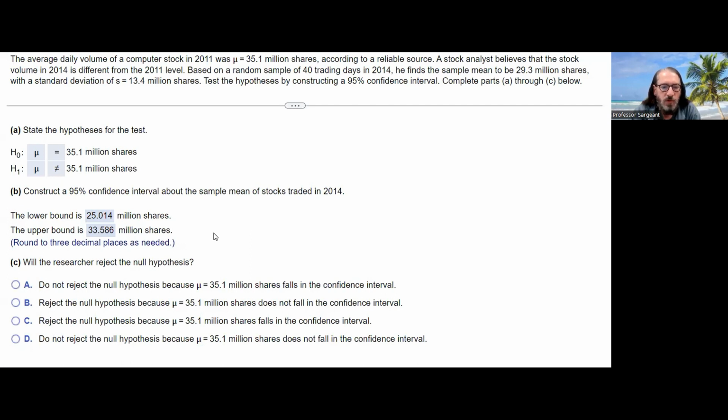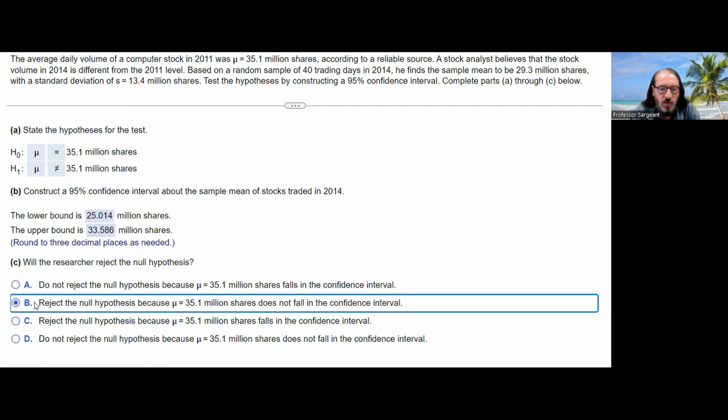Now, the claimed mean of 35.1 is even less than the lower bound. So this would appear that we should reject H naught because the claimed mean of this two-tailed test is not within the lower and upper bound. It is specifically above the upper bound, but it could also have been less than the lower bound, and I'd conclude the same thing. Reject the null hypothesis because it does not fall within the confidence interval.